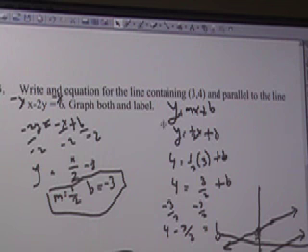One thing that really helped was that we knew the point that the parallel line had to go through. Had to go through (3, 4). So that helped us locate it. And then we were able to get our y-intercept from there.